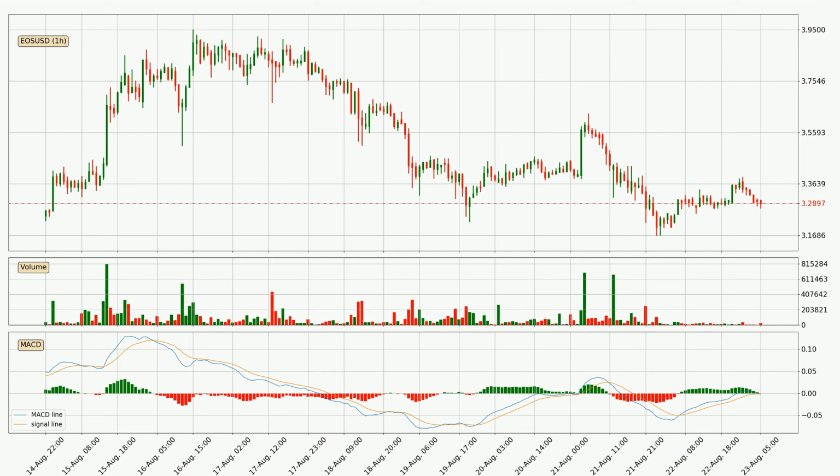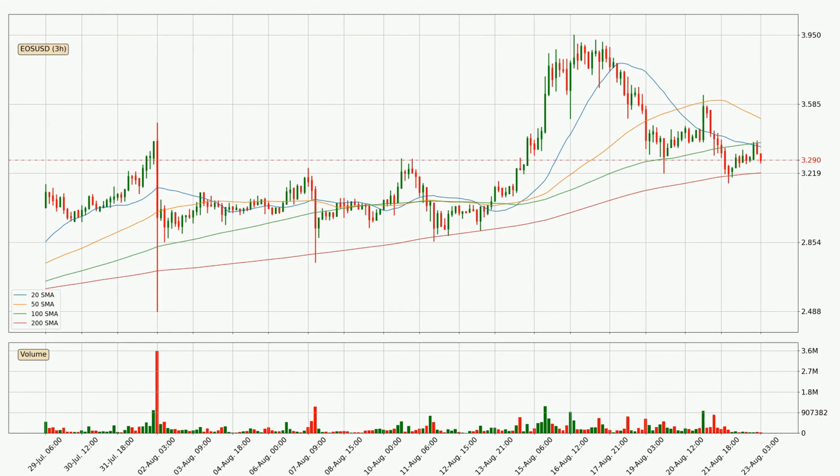Now looking at the current hourly MACD, the MACD line is below the signal line, which shows that the current trend is on the downside. We can expect for the price to continue going down or perhaps remain at least stable because the MACD histogram shows the momentum currently being strong.